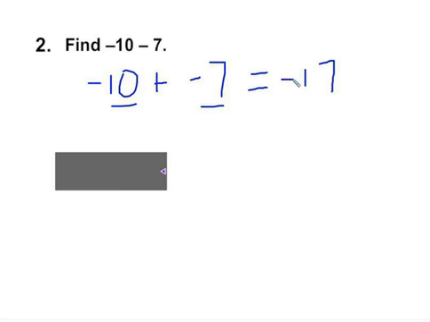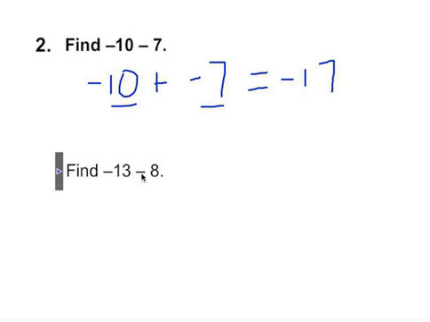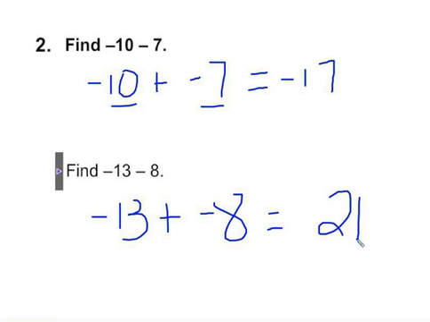Let's try some more. Negative 10 minus 7, I'm going to turn it into an addition problem once again. It's going to become keep negative 10 plus negative 7. In this case, I'm adding same sign integers. So my answer is going to be 17, but it's going to be negative since they were both negative. Same here, I've got negative 13 minus 8, negative 13, keep, change the minus to a plus, negative 8. That's going to be 21, but it's going to be negative because both of these are negative.